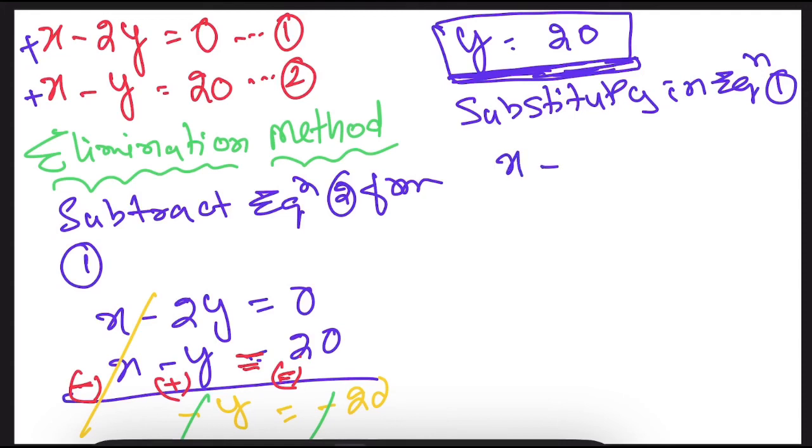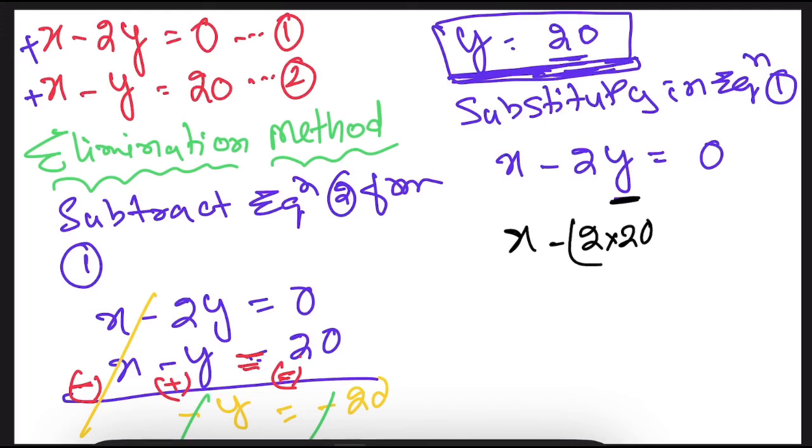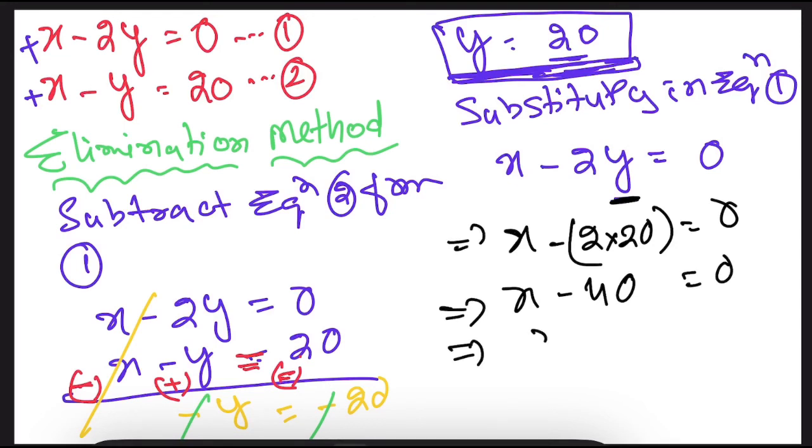So x minus 2y equals 0. What is our y value? The y value is 20. So here we shall put it: x minus 2 into 20. Okay, we shall multiply this. x minus 40 equals 0. Then x equals 40, as this 40 goes to the other side. So the x value has come 40.